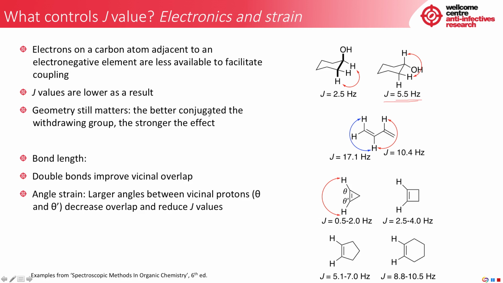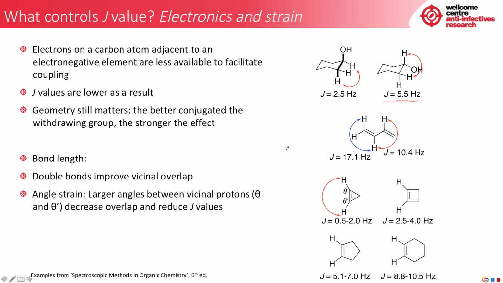Bond length is also important. So this shorter pi bond here is able to transmit the information between the nuclei more effectively than this sigma bond that you have in between here, and there's a big difference in the J value as a result.